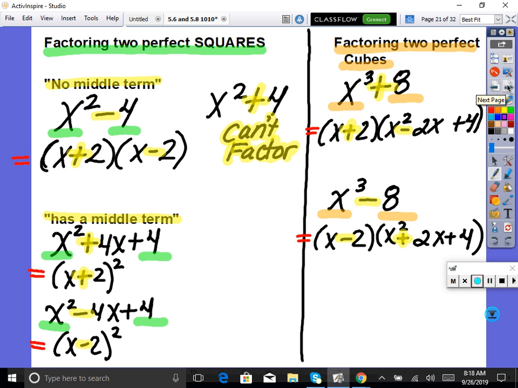Watch very carefully. Two perfect squares subtracted factors to be conjugate pairs. Two perfect squares with addition can't be factored. If it has a middle term and it's two perfect squares and the square root of those twice add up to be the middle, it factors to be that same thing twice with the same sign as the middle term. If we have two perfect cubes with addition, we can factor it. Do the front times the front, front times the back, back times the back. Two perfect cubes with subtraction can also be factored. Correct, everybody? So that was an overview of everything because it was a lot to remember.